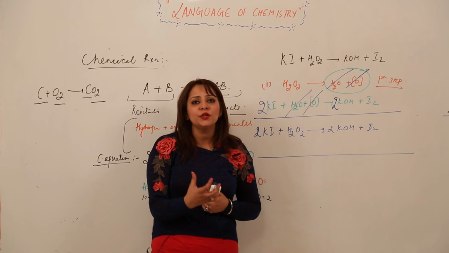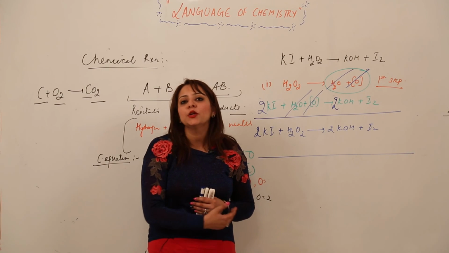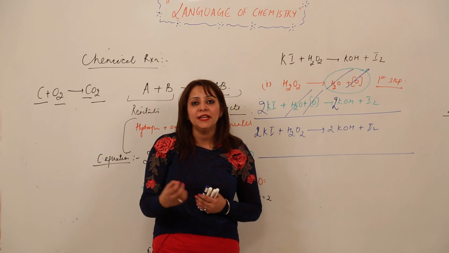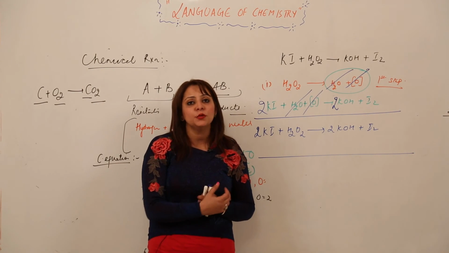So whenever you look at a reaction, try with hit and trial. If you are unable to do that, then try the second one, unless you are told that your teacher needs this balancing done with a particular kind of method.